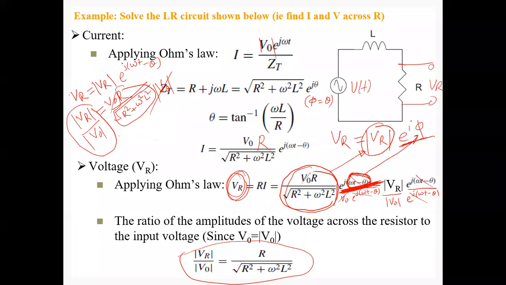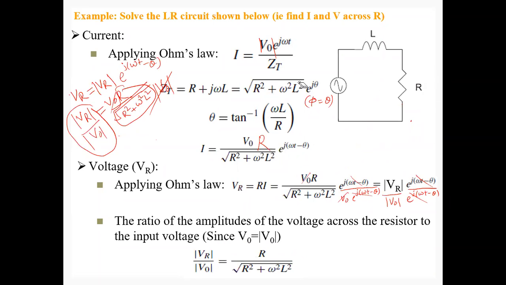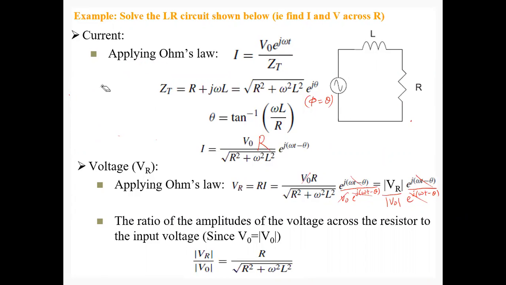Why do I need this ratio? Why do I need VR over V0? That might be the question, right? I want to compare the value of normalized VR with respect to V0. I want to compare the amplitude here with the source amplitude. This is my V0, this is my VR. I want to compare these two.